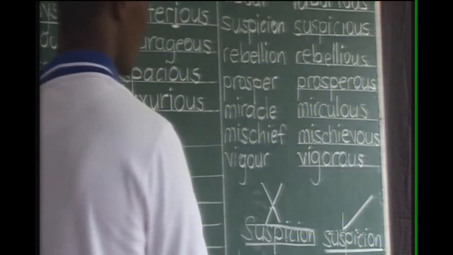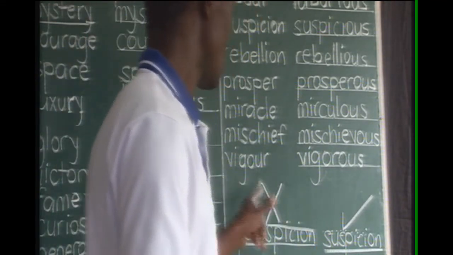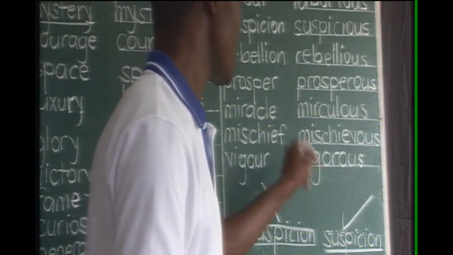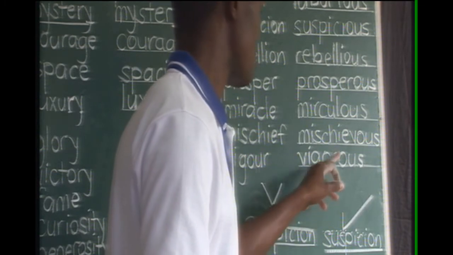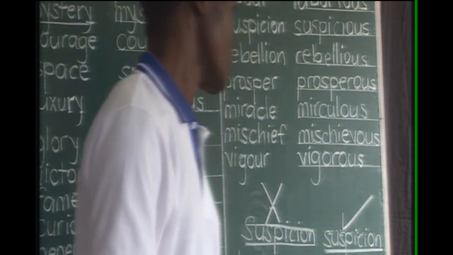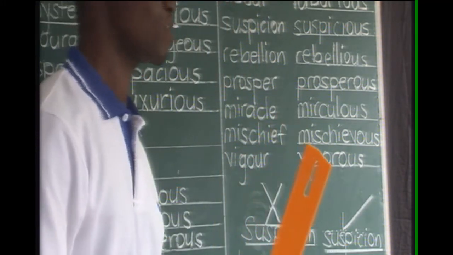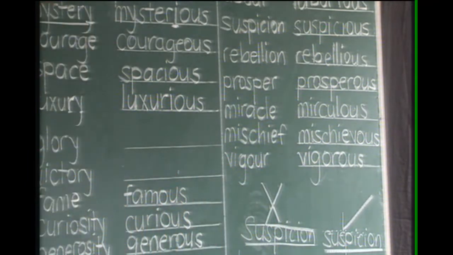Once again, take note of the spelling. Here we have OU before R. Here we are seeing strictly O before R. Vigorous, meaning with a lot of energy.